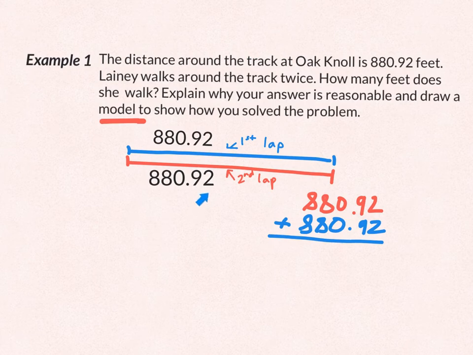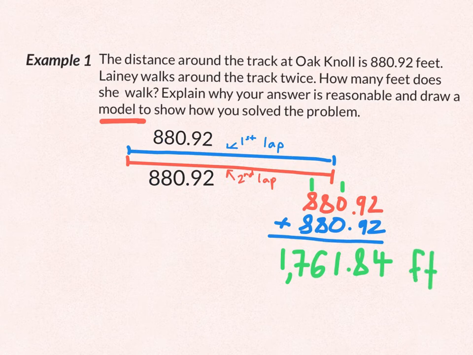And a good model should have labels, so you can see I just added first lap, second lap, and the distance for each of those. So this is a perfectly fine model for this word problem. Okay, so then we need to find the solution. I'll let you go ahead and add these together, and then look at your iPad to check the answer now. Pause, by the way. Okay, so you should have gotten 1,761 and 84 hundredths feet.